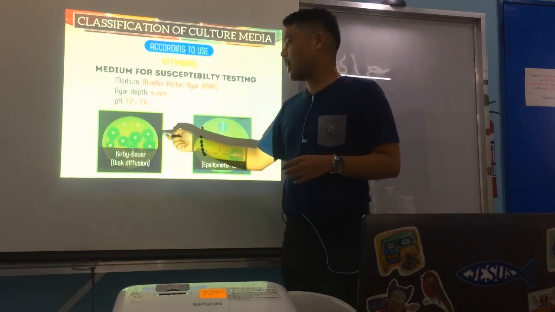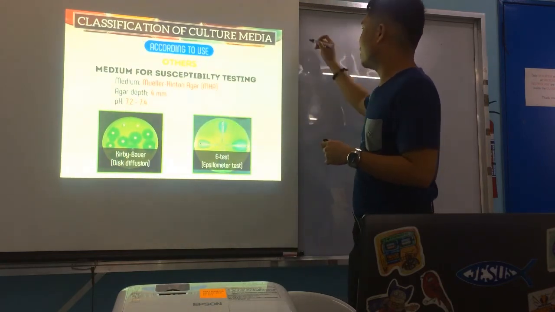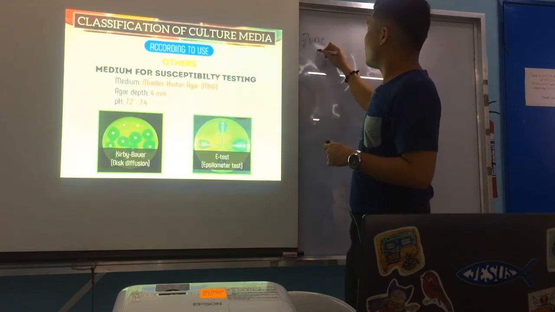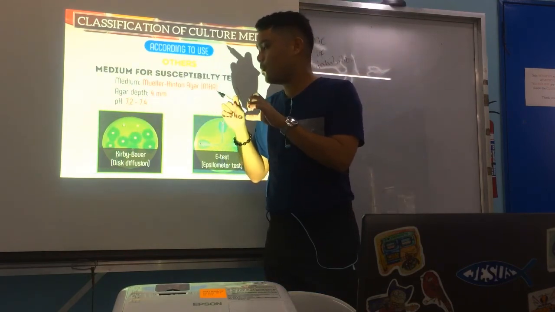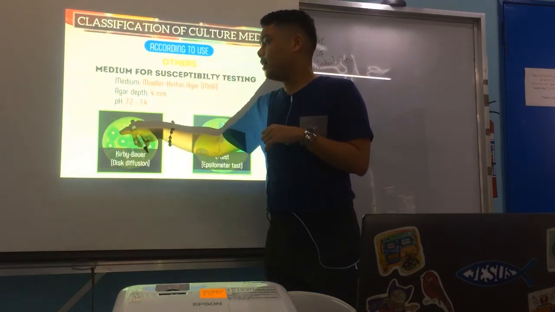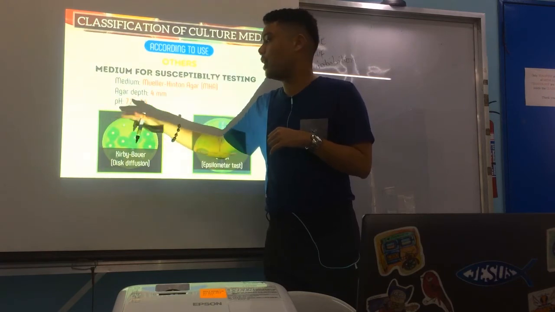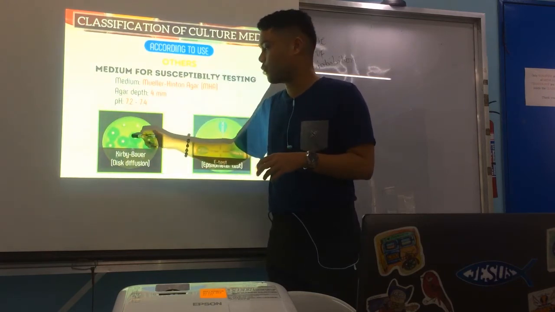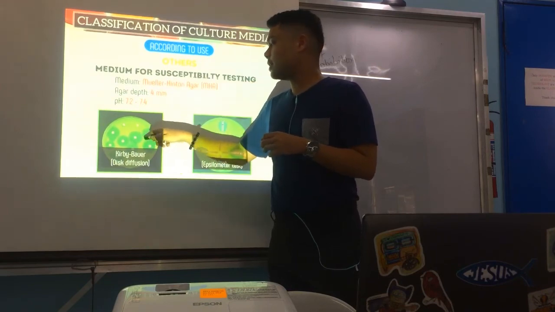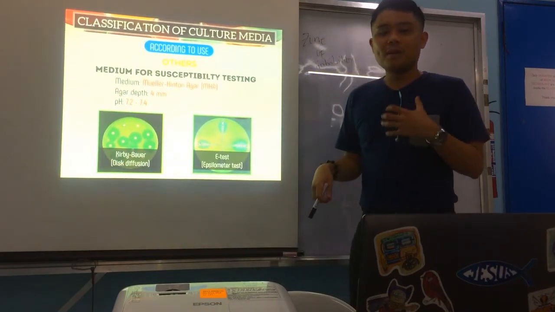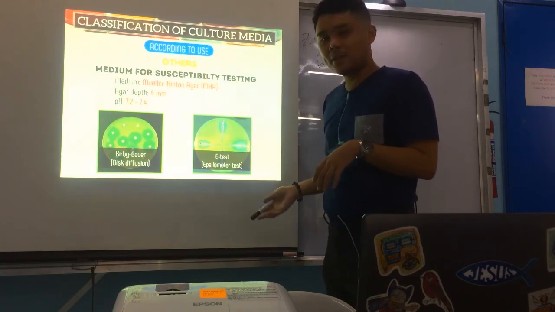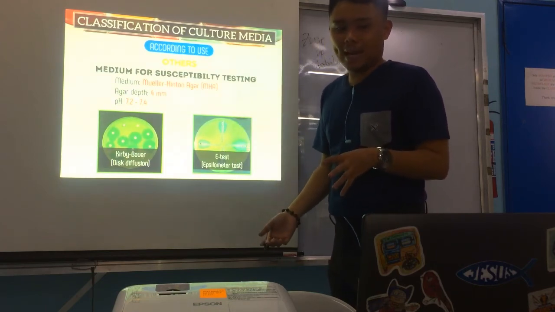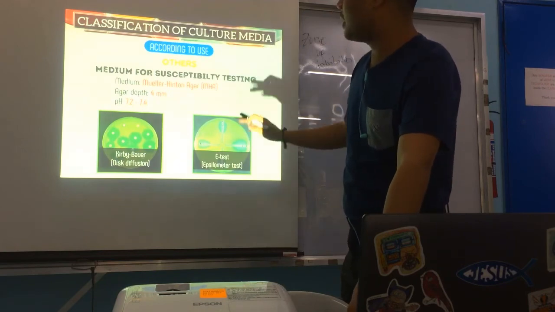As you can see, these circles are known as zones of inhibition. Basically, it's the point where the bacteria no longer grew because the antibiotic diffused there, so meaning there was no growth. And we usually measure the diameter of these zones. Depending on the measurement, there is a different interpretation. It could be resistant, intermediate, or susceptible. Alright. That's for susceptibility testing.